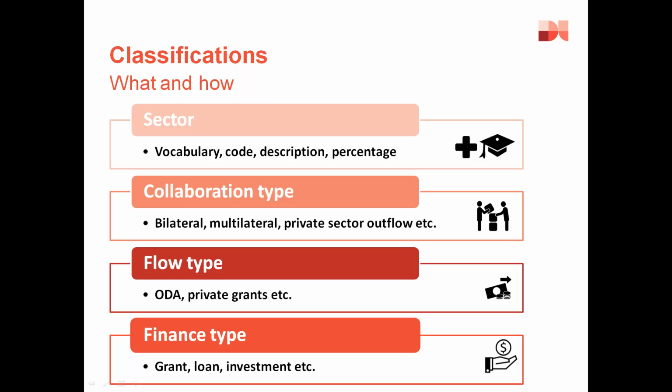And similarly, you can provide other information around collaboration types, so who you're working with in terms of how the financing for this particular intervention is made, and flow type: what sort of funding is this? Is it from ODA? Is it private grant? Again, we have various lists that can describe the different flow types, and finance types as well. So is this payment being made as a grant? Is it being made as a loan? Is it an investment? So there's lots of additional information, particularly around the financial transaction side, that you can provide.